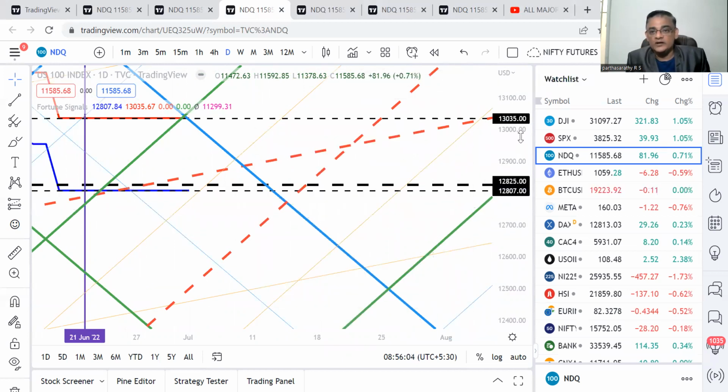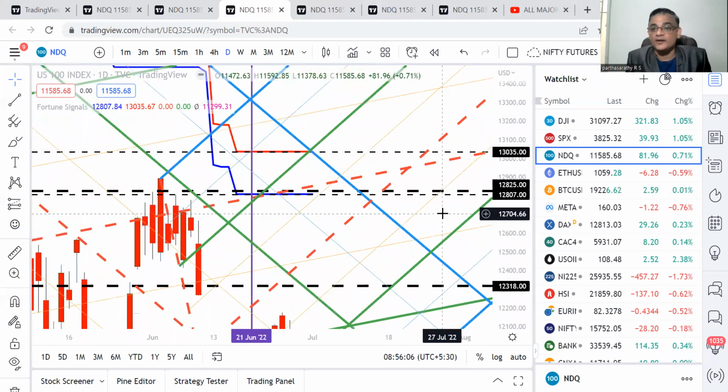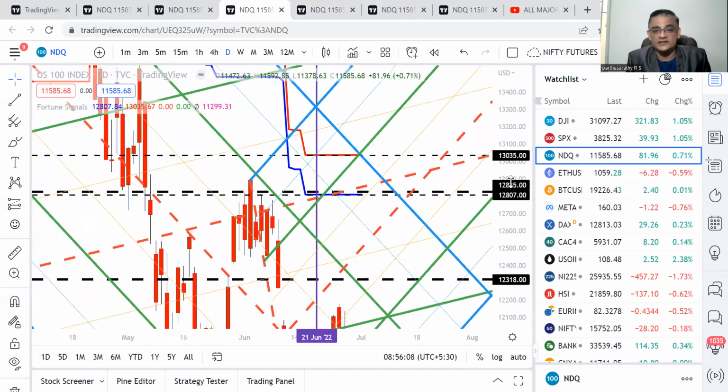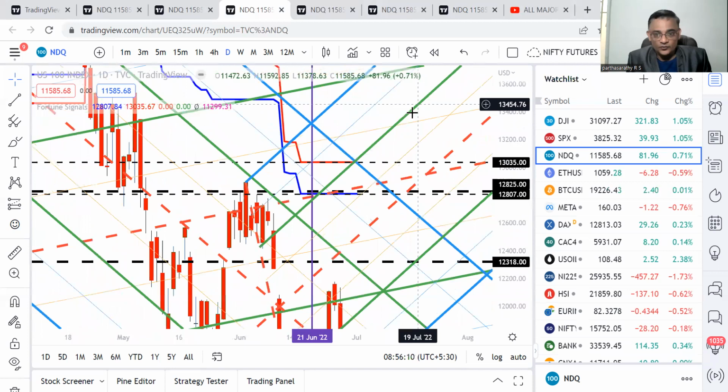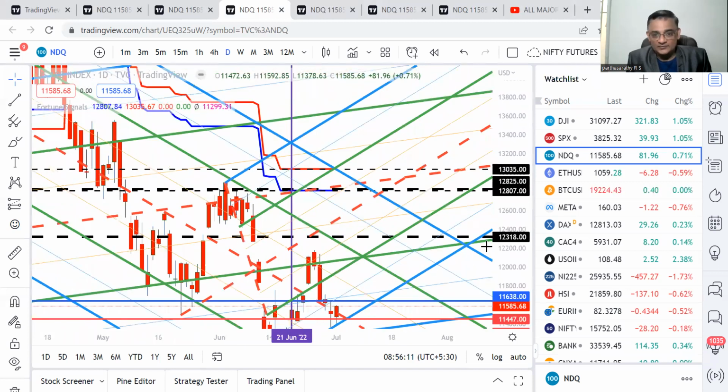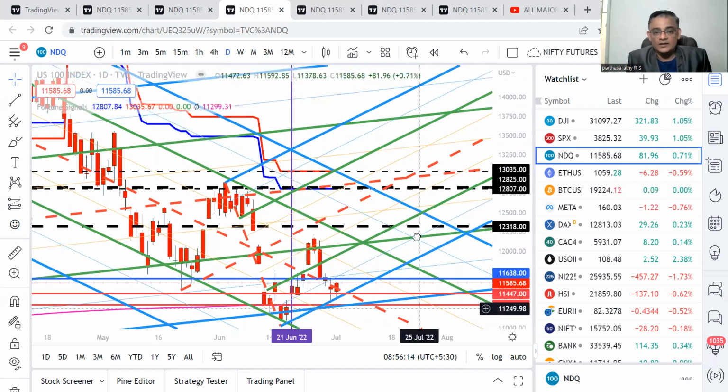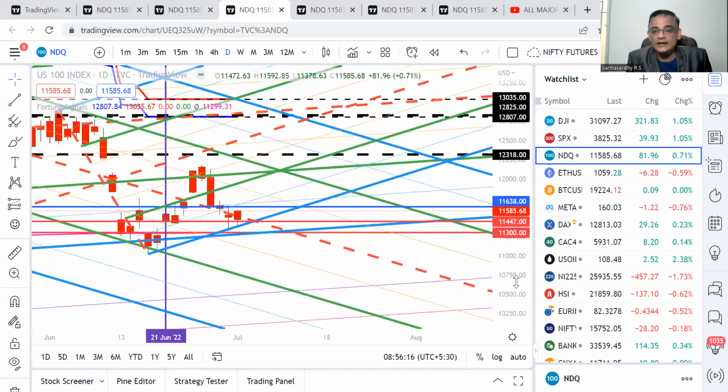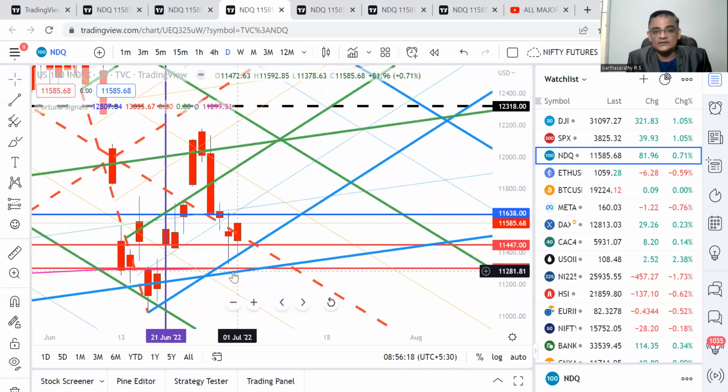So I use predominantly Fortune Signals for my trading, with the combination of dates and other things. Based on the pitchfork, it says yes, it made the bottom, till it holds this blue line, which was the larger trend of the pitchfork. And the minor trend is this one, and it is holding.